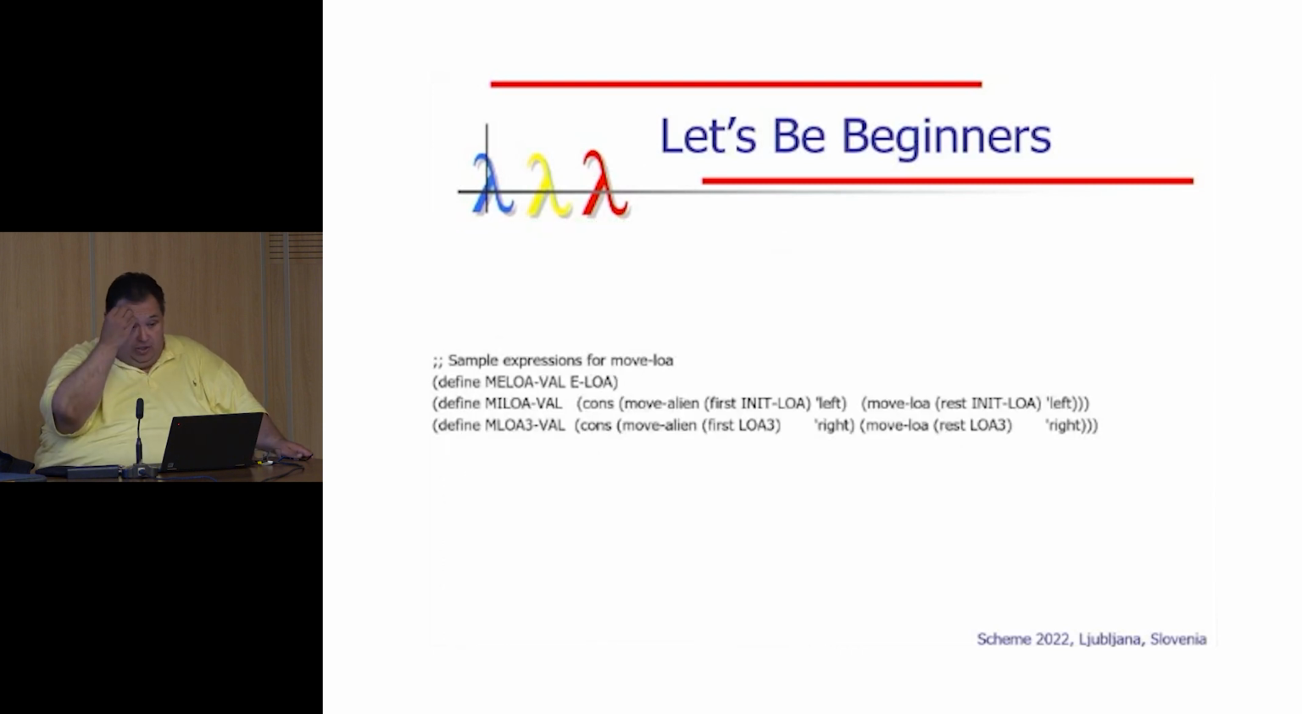And then you can use that to actually move a list of aliens. So if we move the empty list of aliens, well, we just return it. There's nothing to do there. But if it's not empty, then I have these two examples here. And I'm going to what?